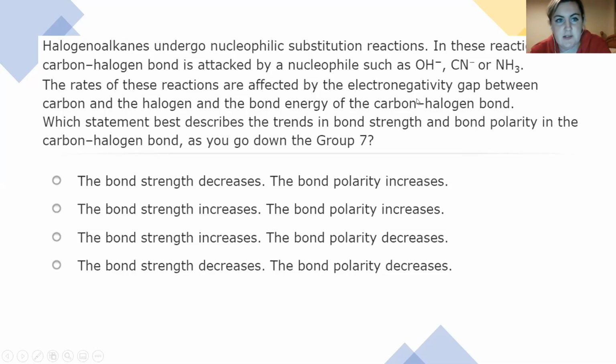Talk about nucleophiles. Rates of these reactions are affected by the electronegativity gap between the carbon and the halogen and the bond energy of the carbon-halogen bond. So which statement best describes the trends in bond strength and bond polarity in the carbon-halogen bond as you go down the group? Very important, don't get it mixed up. As you go down the group, what's happening? What's the fair statement?